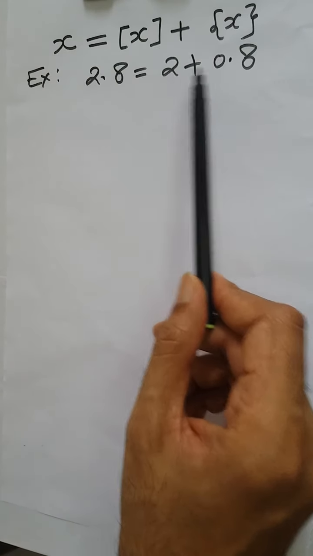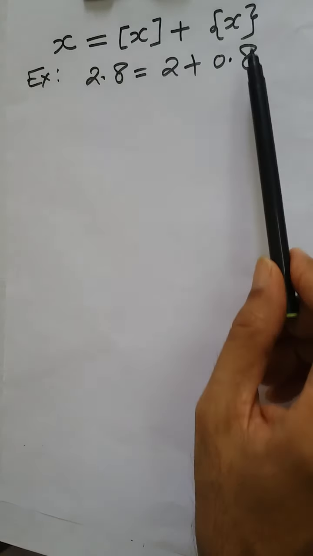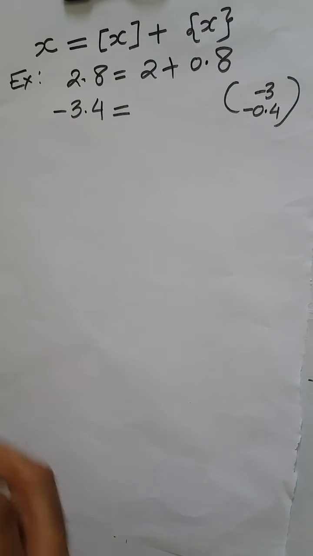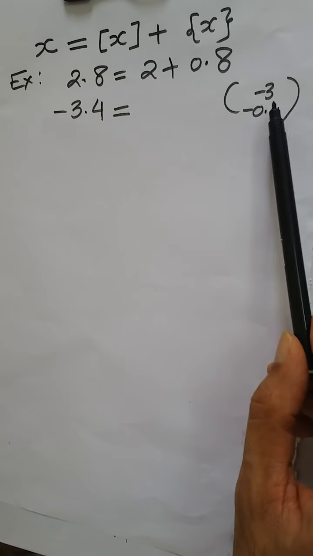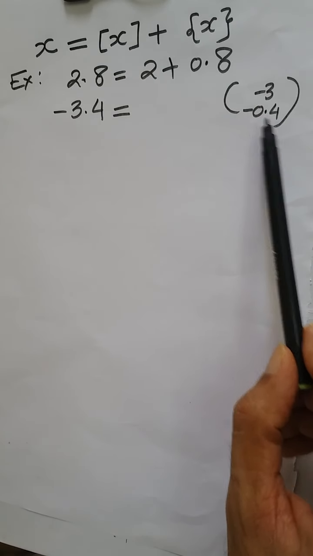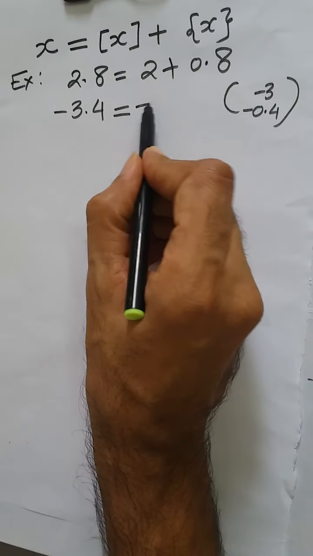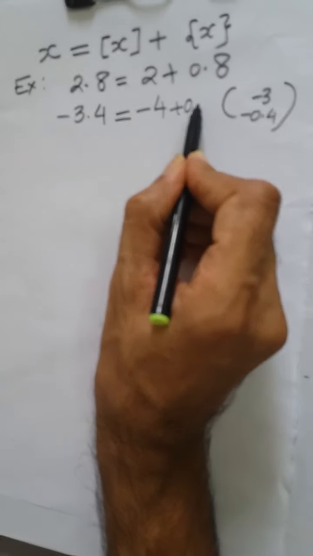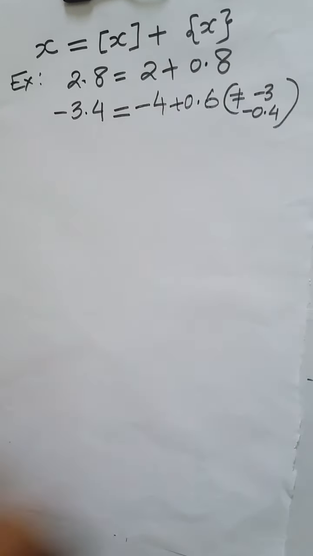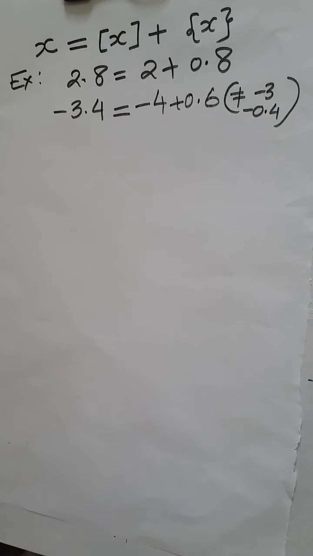2.8 can be written as 2 plus 0.8. So 0.8 is the fractional part. Minus 3.4, can we write it as minus 3 plus minus 0.4? The answer is no. Minus 4 plus 0.6 it is written. This is wrong. Okay? Because the fractional part is always a positive fraction. That we will see when we define this.